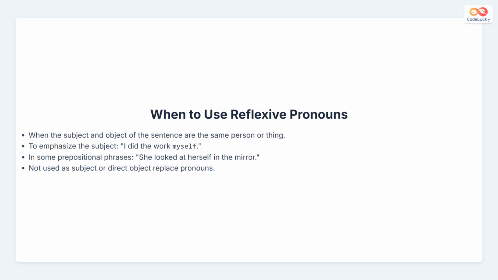Use reflexive pronouns when the subject and object are the same. They also help to emphasize the subject. For example, I did the work myself. Reflexive pronouns are used in some prepositional phrases, like she looked at herself in the mirror. Remember, they are not used as subjects or direct objects alone.